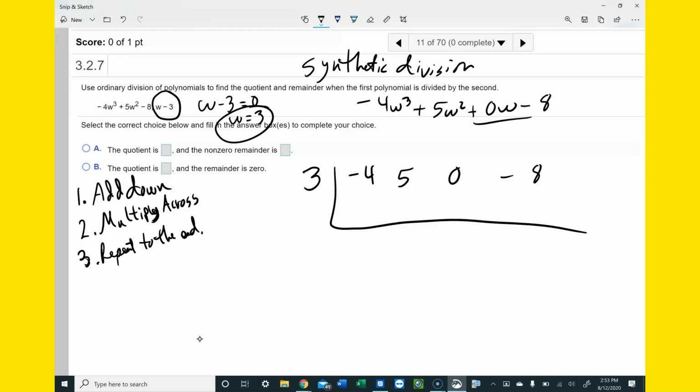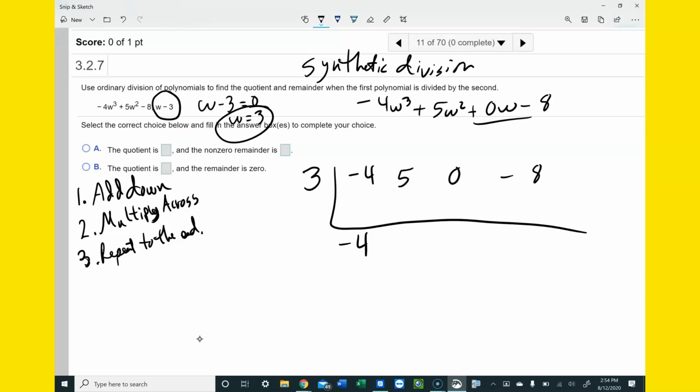Add down. What I mean by that is inside this box, I'm going to take the first number in the box, the negative 4, and I'm going to add down. That means I add anything below it. Now there's nothing below the negative 4, so negative 4 plus nothing is negative 4. And I write that down below the box. That's always going to happen with the first number in the box because nothing is going to be below it. It's just going to come down as it is.